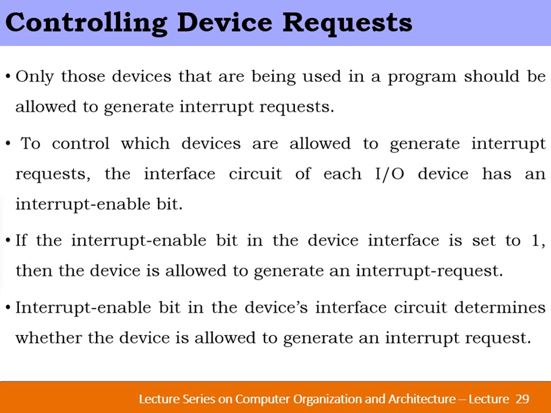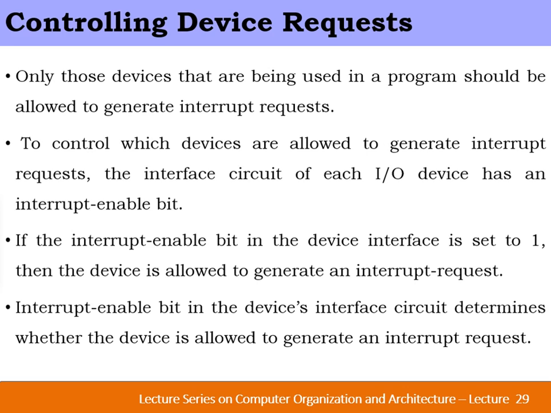If the interrupt enable bit in the particular device interface is set to 1, then the device is allowed to generate an interrupt request. If the interrupt enable bit is equal to 0, then that particular IO device is not allowed to generate an interrupt request. Therefore, an interrupt enable bit in the device interface circuits determines whether the device is allowed to generate an interrupt request or not.